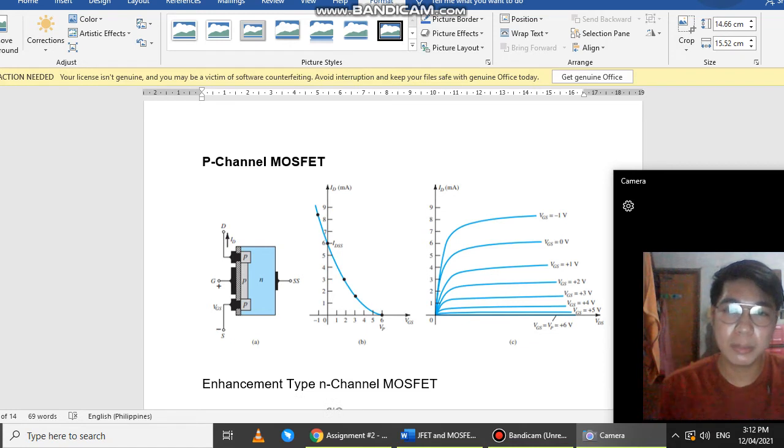Let's go to the P-channel MOSFET. So this P-channel MOSFET has the same principle as the N-channel MOSFET. However, there is a polarity shift on the gate, which could result in the same graph of the ID versus the VDS, or the voltage acting on the drain and the source, versus the current acting on the drain.